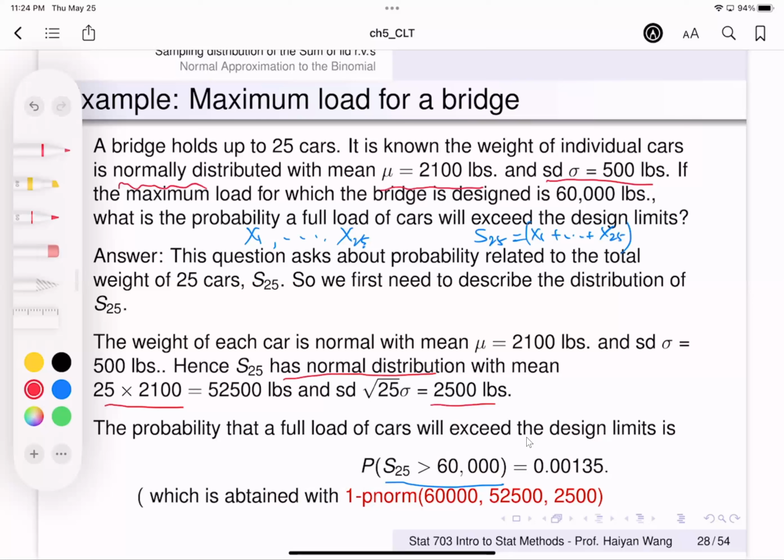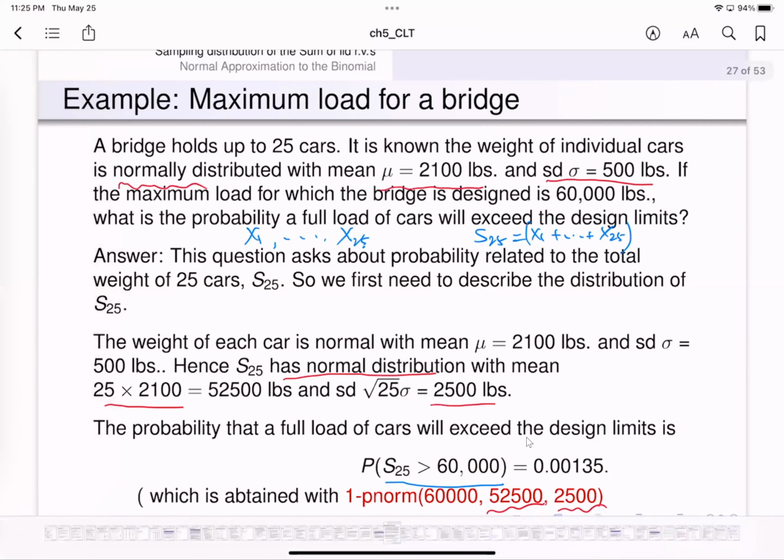Once we know the mean and the standard deviation, we can simply compute the probability of being greater than 60,000. This is done by 1 minus pnorm with 60,000, and then we put the mean here. This part is the mean, and this part is the standard deviation of the variable. That will give us the probability, in this case 0.00135, so it's a very small probability that the total weight of 25 cars will exceed the design limit.